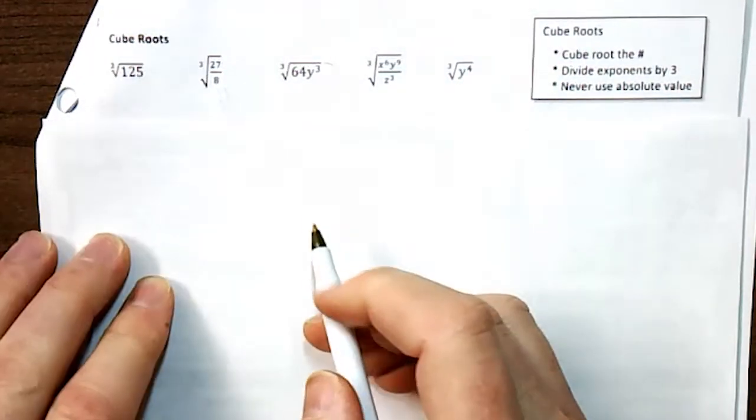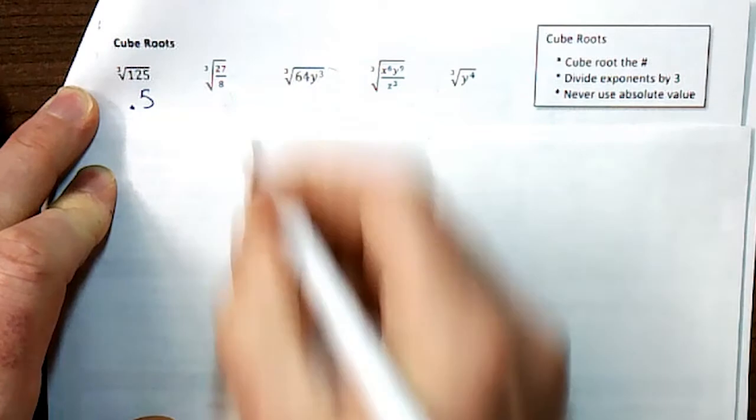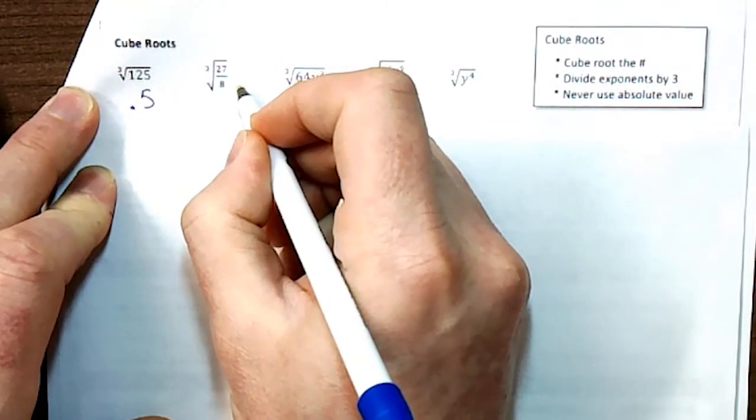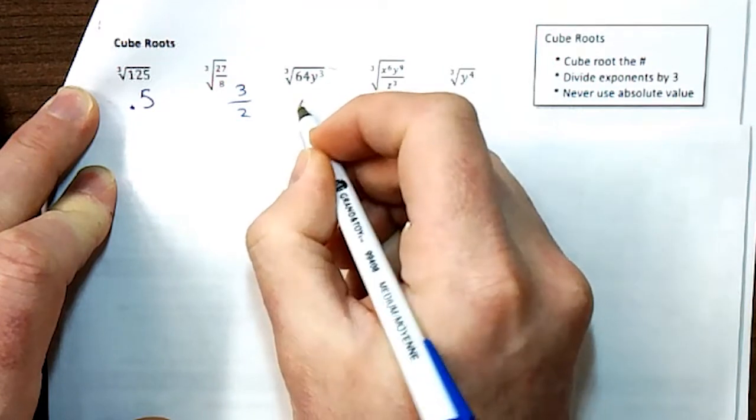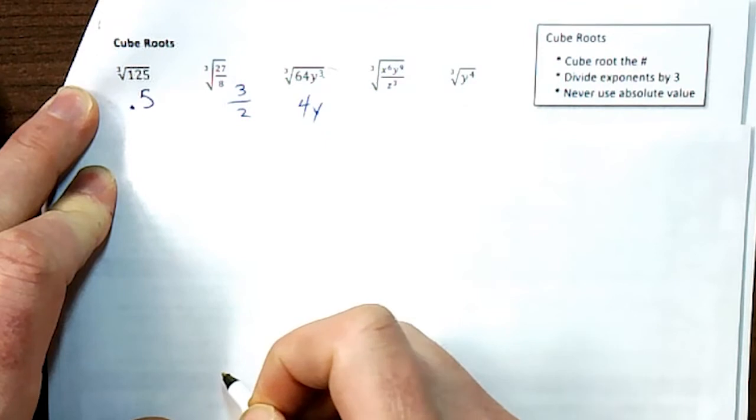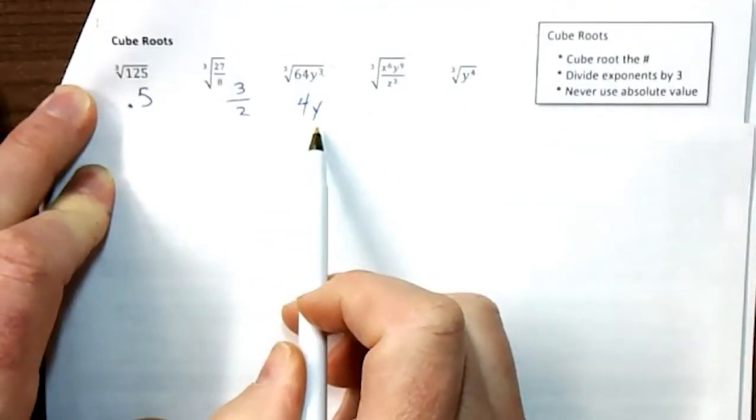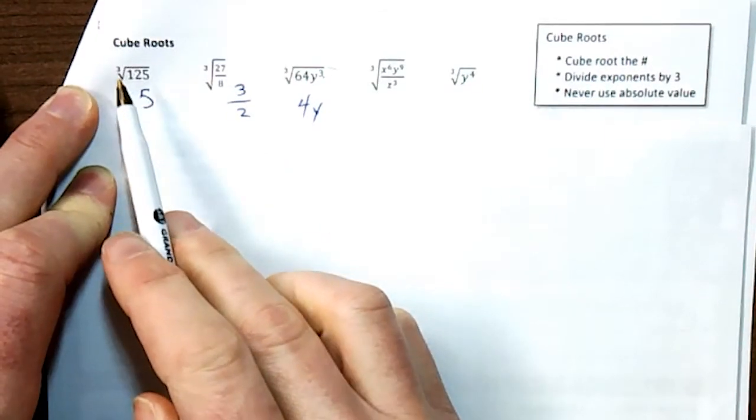So on the next page, cube root, same principle but just different rules. We get cube root of 125 is 5. Cube root of 27 is 3 over 2. And the exponents are slightly different. We're going to take 3 divided by 3 to get 1. We don't need absolute value because absolute value never happens with cubed roots, only with square roots.